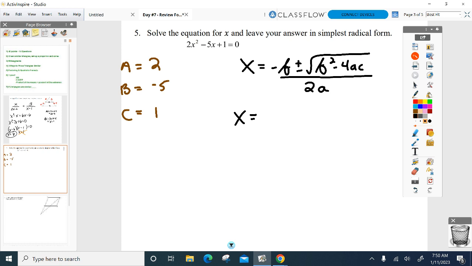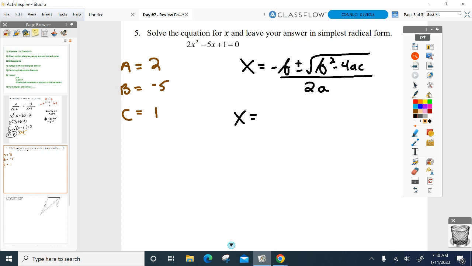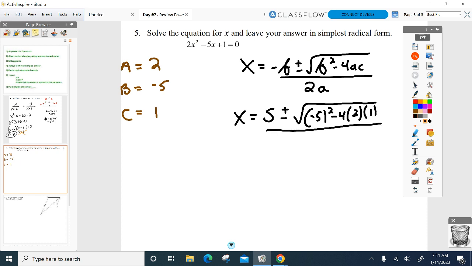All right, plug it in. Negative b, what's getting plugged in here? Positive 5, yep. Plus or minus, please put it in parentheses. Please do me a favor and put it in parentheses in your calculator. Negative 5 squared minus 4 parenthesis 2 parenthesis 1, all over 2 times 2. What type of number should I never get underneath the radical? A negative number. If you do, you did something wrong. Listen to me. You did something wrong.